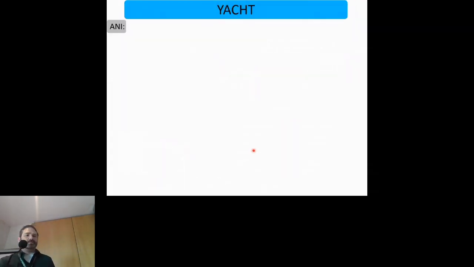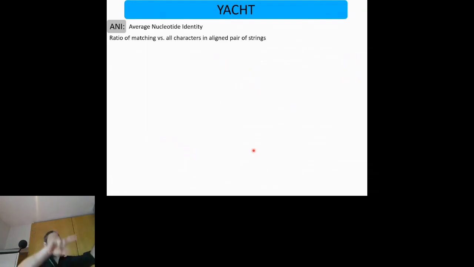Okay, so what is YACHT? Well, I'm going to be talking about ANI, which was mentioned in the previous talk as well. ANI is the average nucleotide identity. Basically, if you take two strings, you align them up, you take the regions that align together, and you look at the ratio of the matching nucleotides to all nucleotides, so matching and mismatching. Here, for example, I have two strings of length 15, and highlighted in red are a couple of SNPs or mismatches between them. So the ANI between these sequences would be 13/15.